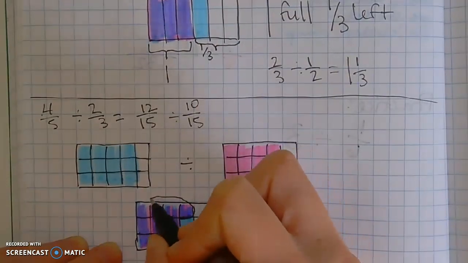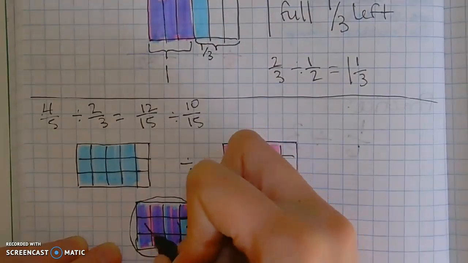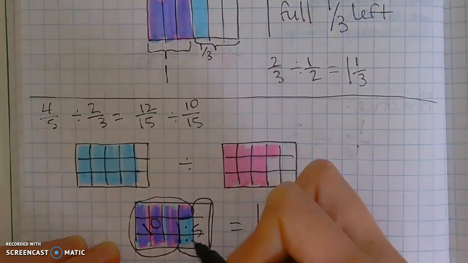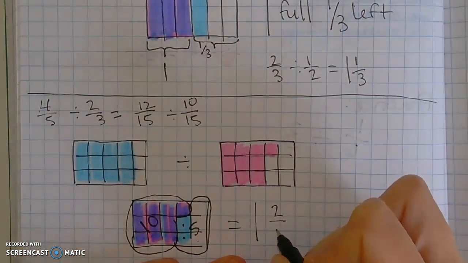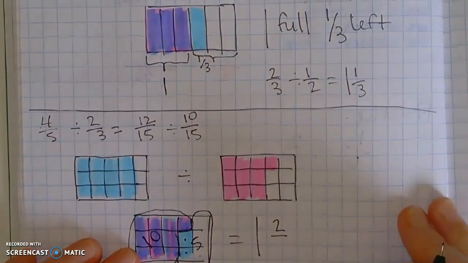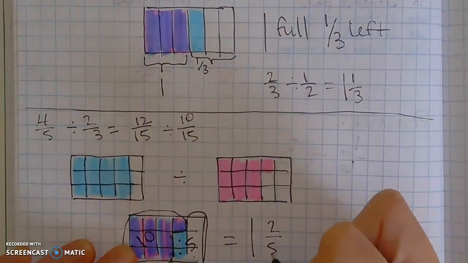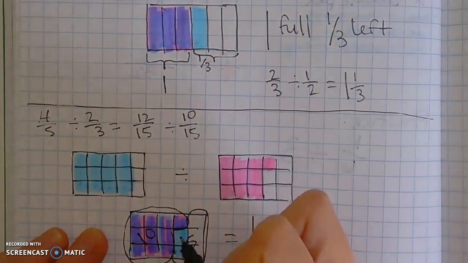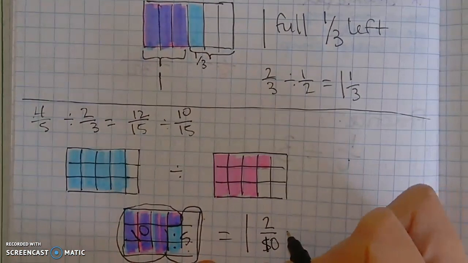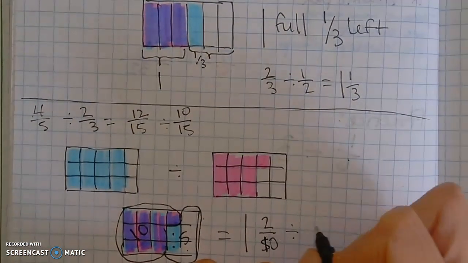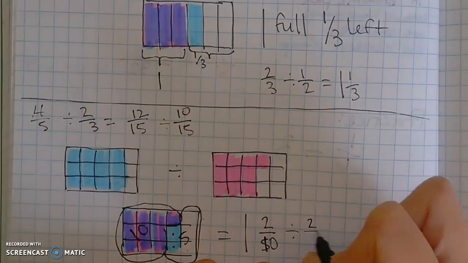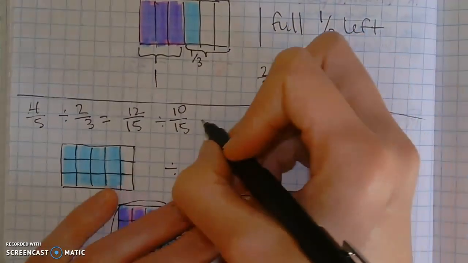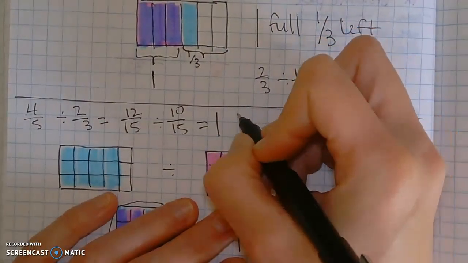So I had 1 group of 10 there. There's my 10. And then of the remaining brownie tray, which is 5, I have 2 of them that are going to be 2 of those 10s. 2 of what would be 10. And then I'm going to reduce that to 1/5 because I can divide both of those by 2. And that's going to get me to 1/5. Okay, so my answer here is going to be 1 and 1/5.